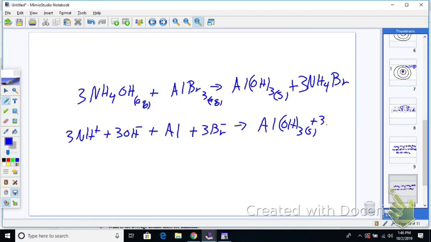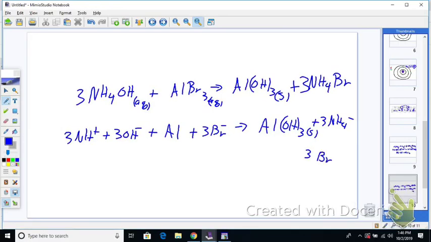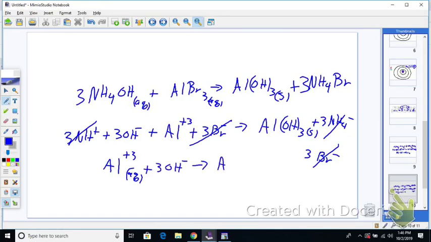And then you've got 3 NH4 positives plus 3 Br minuses. Get over here, and it has a hard time reading it, I think. Mix does the same thing. Yeah, you get so far from the source, and it starts messing up. So then we cross out our spectator ions. And so we're left with Al, that should be a plus 3. Al plus 3, aqueous, plus 3 OH minuses gives you Al(OH)3.